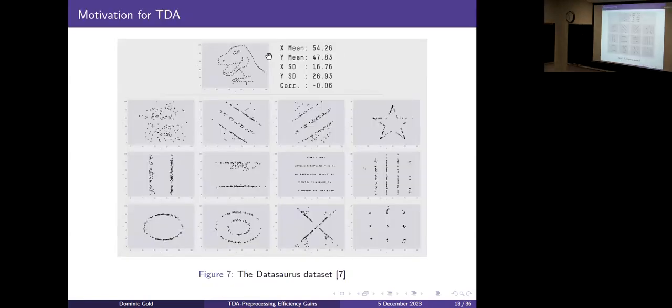So what's the main motivation for TDA? The main motivation is that shape is actually really important for a lot of things. And in particular, shape is really, really distinguishing, right? So here's a really great example that I like a lot. It's called the Datasaurus dataset. What this data set has is every single one of these images have the exact same mean in the x and the y direction, standard deviation in the x axis, standard deviation in the y axis, and even the same correlation coefficient.